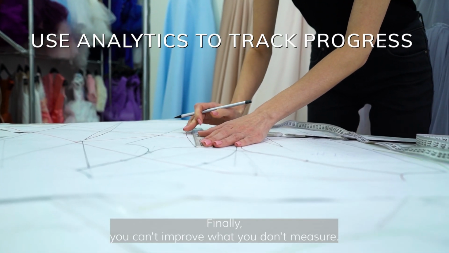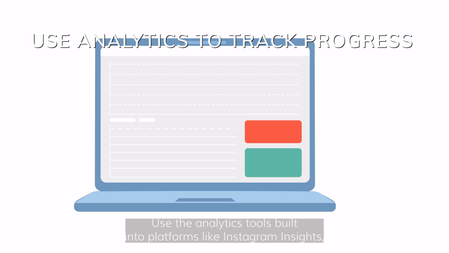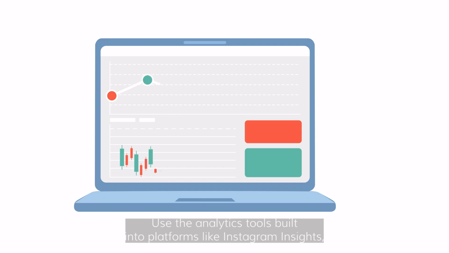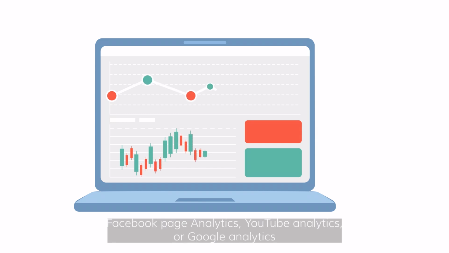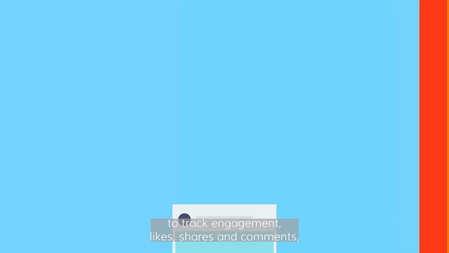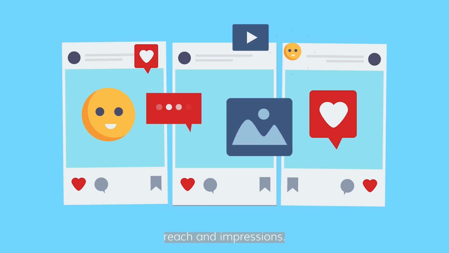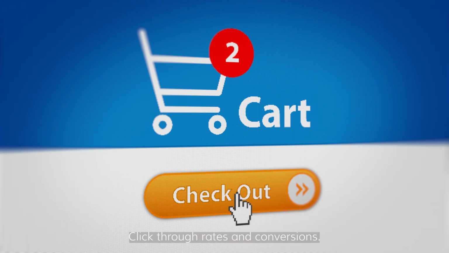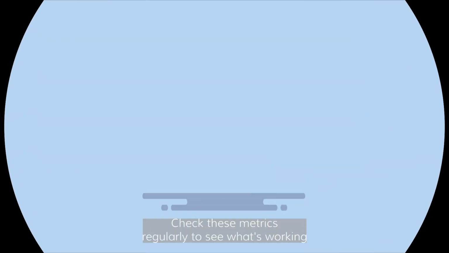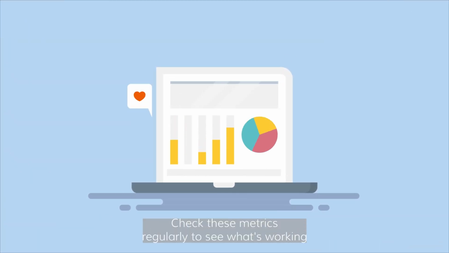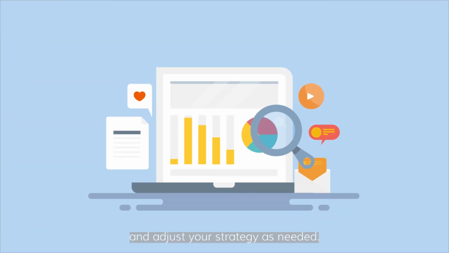Finally, you can't improve what you don't measure. Use the analytics tools built into platforms like Instagram Insights, Facebook Page Analytics, YouTube Analytics, or Google Analytics to track engagement, likes, shares, and comments, reach and impressions, click-through rates, and conversions. Check these metrics regularly to see what's working and adjust your strategy as needed.